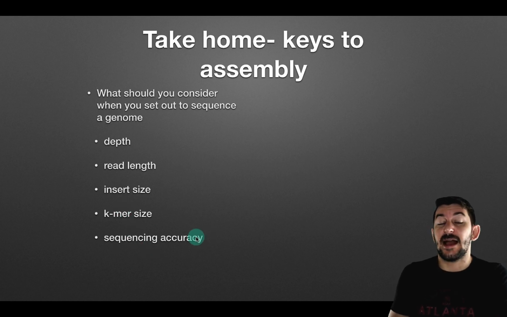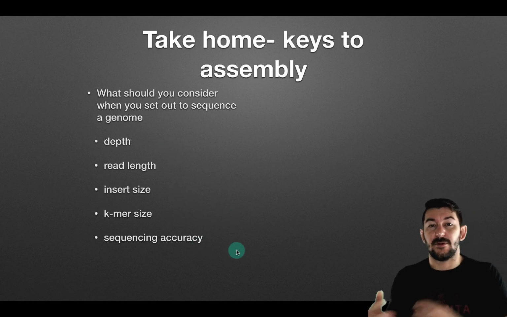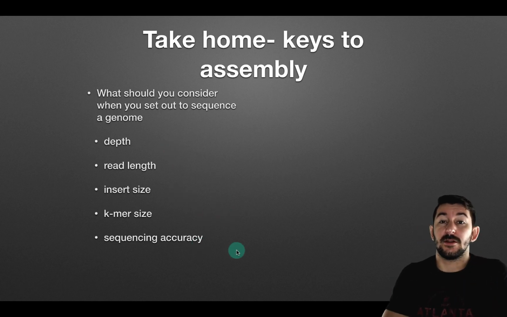And then again, sequencing accuracy, along with read depth, plays a role in how confident you are in the bases that you're assembling.